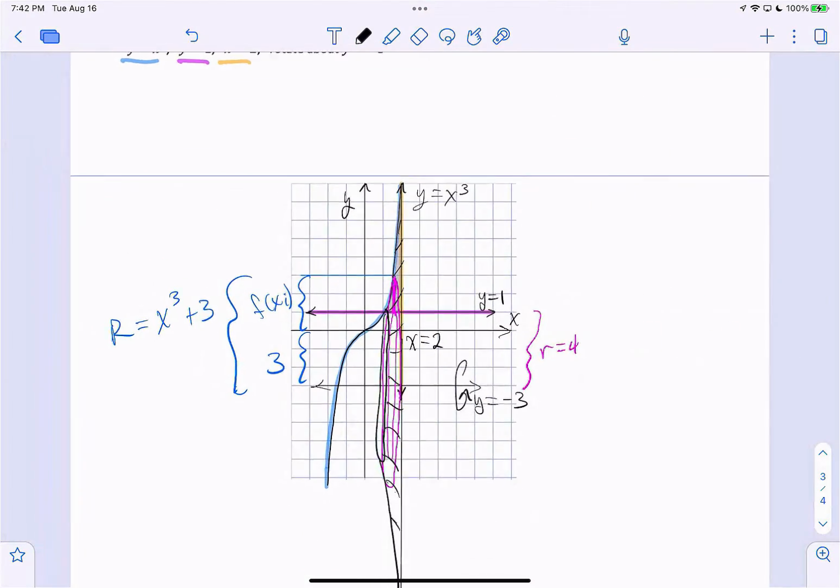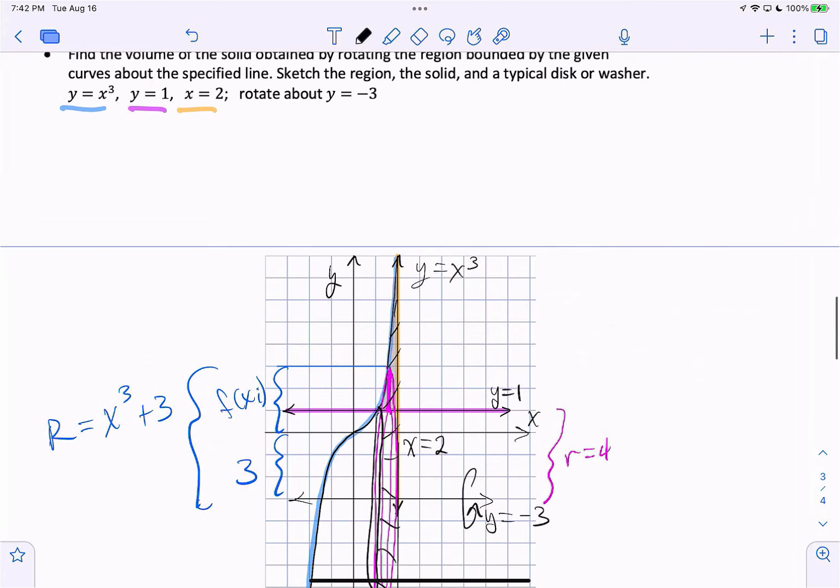So with all of that, to set up the integral for our volume, we have V equals pi. I'm putting the pi in front of the integral because it really doesn't matter where we put it. The region itself spans x from 1 to 2. And then the outer radius is x cubed plus 3, and we're going to square that. The inner radius is 4, and we're going to square that. And then we have the entire thing times dx.